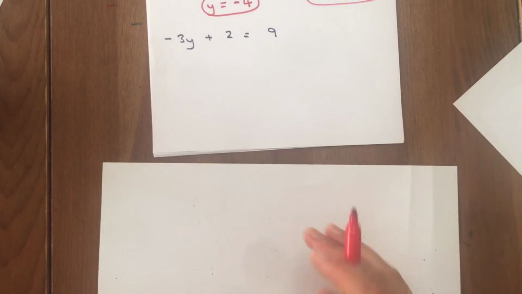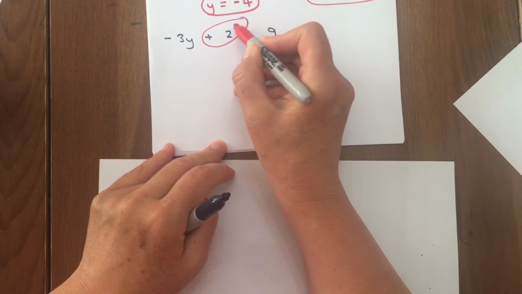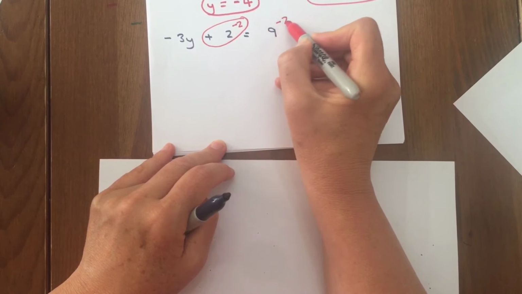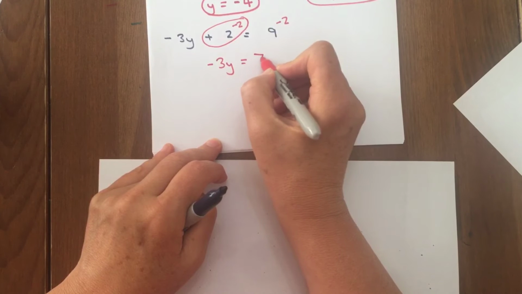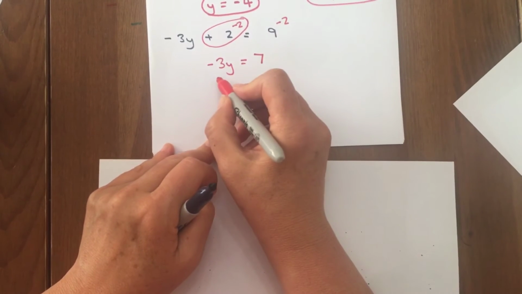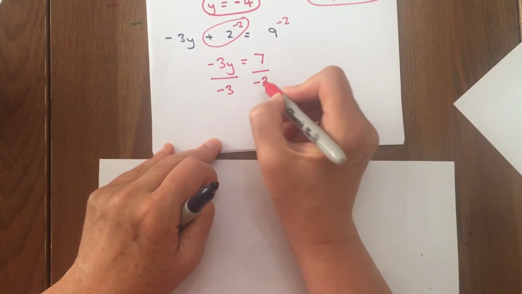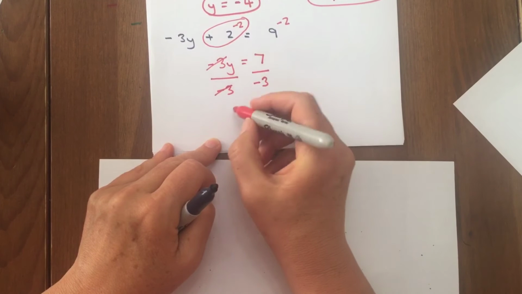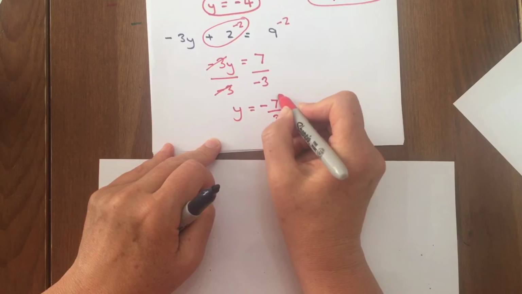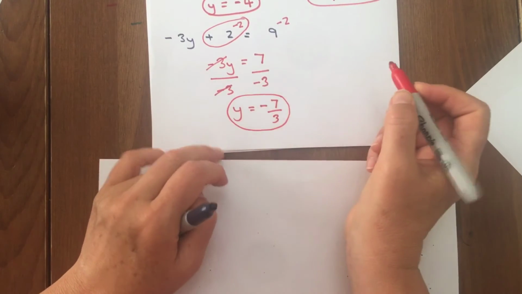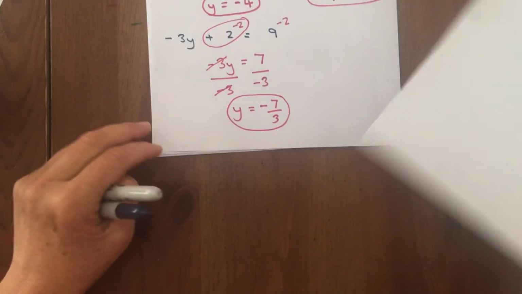Right, what should I do first? Well, I'm going to get rid of this 2. How do I get rid of the add 2? I take away 2 from both sides. So minus 3y equals 7. So now the opposite of timesing by negative 3 is to divide by negative 3. These will cancel, so y equals negative 7 over 3. Now, 3 doesn't go into 7 exactly, so I can just leave it as a top-heavy fraction. That is absolutely fine in maths.